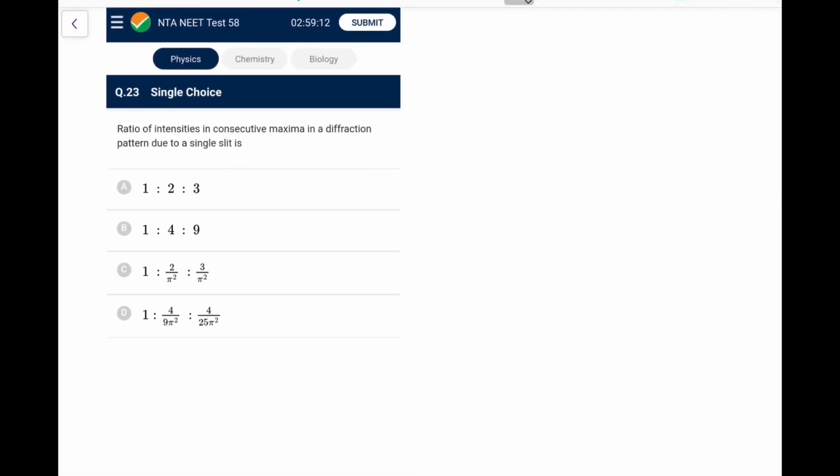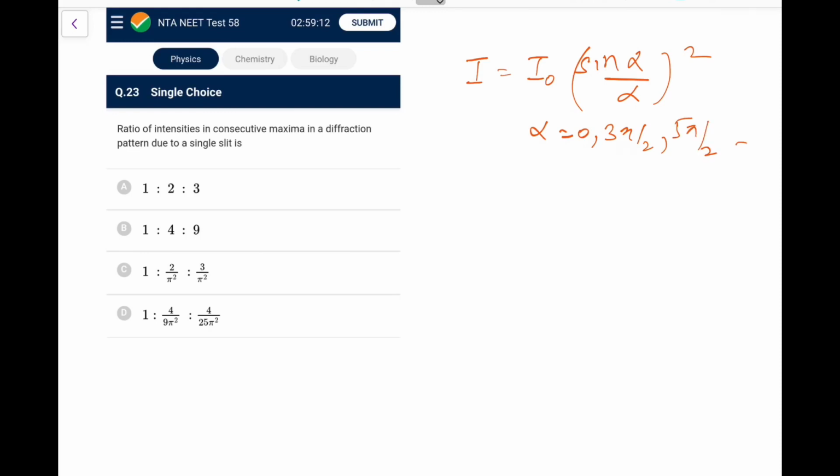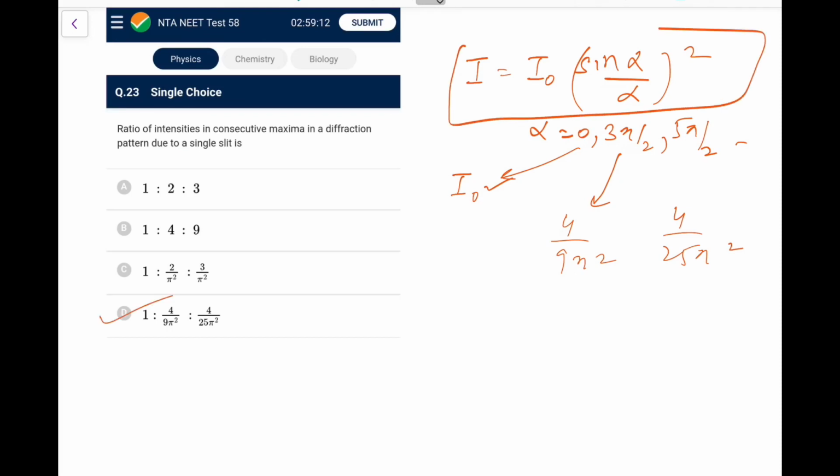Ratio of intensities in consecutive maxima in a diffraction pattern due to a single slit is. Now this is basically out of syllabus. Typically this is not taught to you, but again you can remember this. We write I0 (sin alpha upon alpha) whole square, a very famous formula here, and we have the maxima at alpha equal to 0, then at 3 pi by 2, then at 5 pi by 2, and so on. For the first one at 0, sin alpha by alpha approaches 1, so that is I0, the maximum. No point in putting in the formula. Check it for 3 pi by 2. Sin 3 pi by 2 is 1, and this would be 4 by 9 pi square, and here it would be 4 by 25 pi square. So go for option D. Just remember this also, generally not taught, but the question has come, so we can't help.